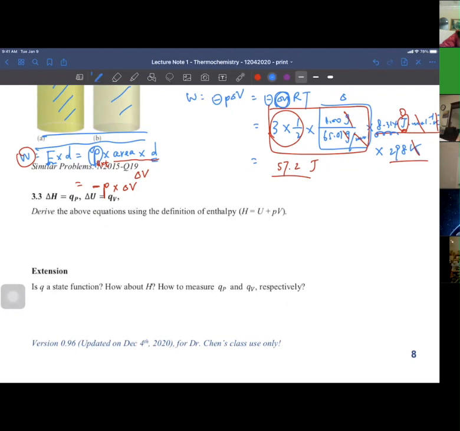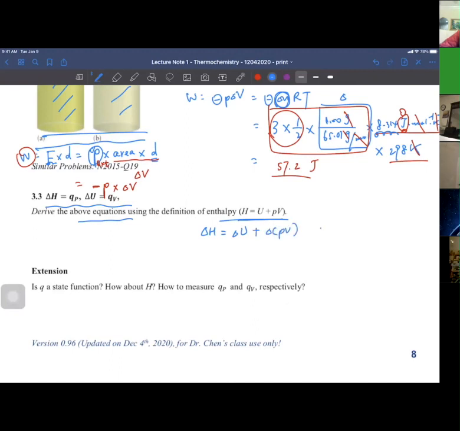Next is a very important conclusion. Delta H equals Q_P, delta U equals Q_V. We need to derive this equation by using the definition of the enthalpy. I will walk with you. So H equals U plus PV. So delta H will equal delta U plus delta(PV).